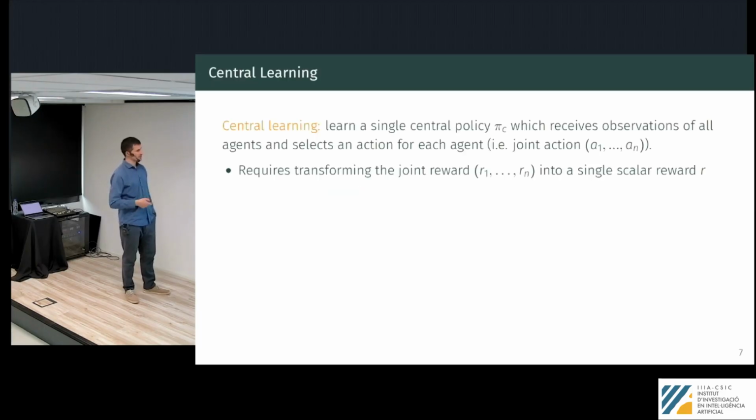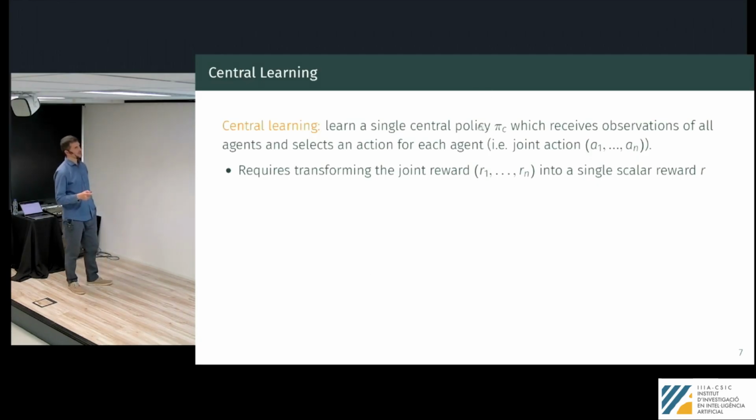Let's look at central learning. In central learning, we learn a single central policy pi c defined over the joint action space, which receives all the observations of all the agents and selects an action for every agent. In a stochastic game, it would just observe the full state because that's all there is. But in a partially observable setting, there are only the observations of the agents, so that's what it gets to observe.